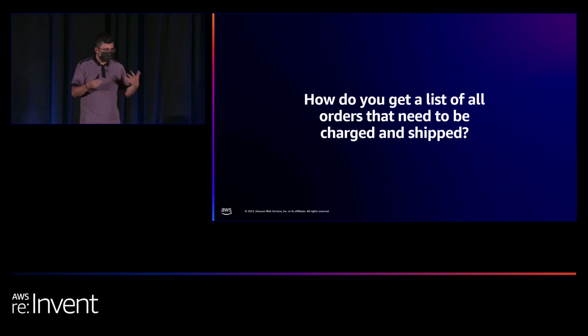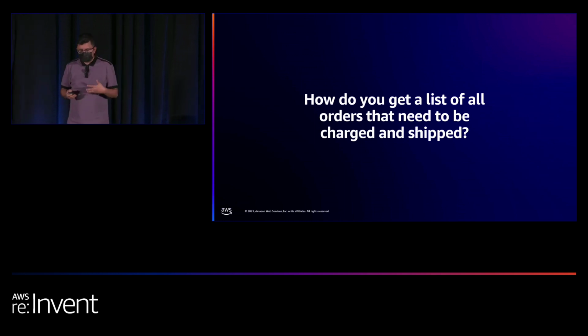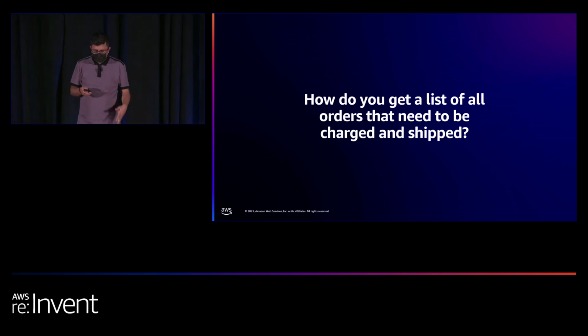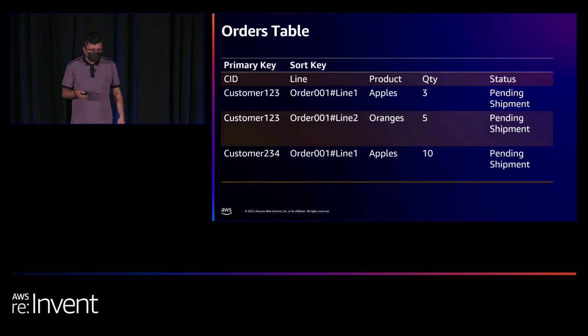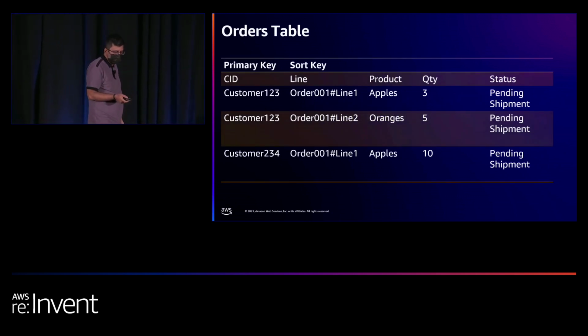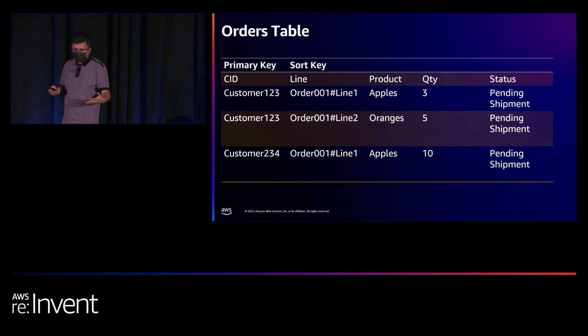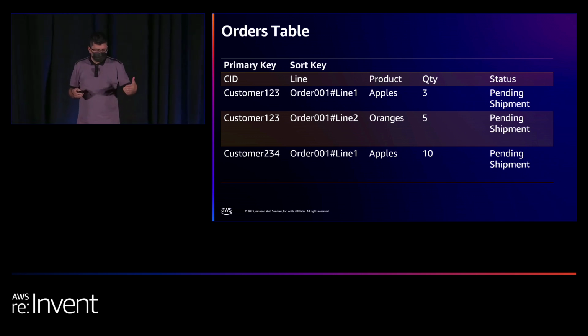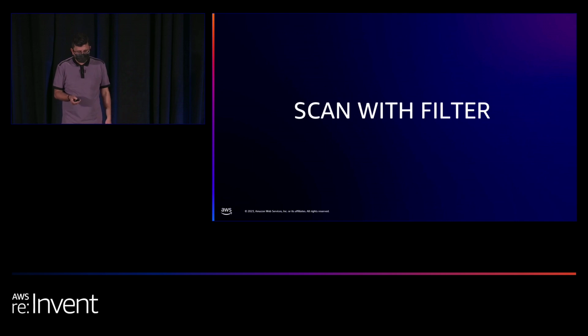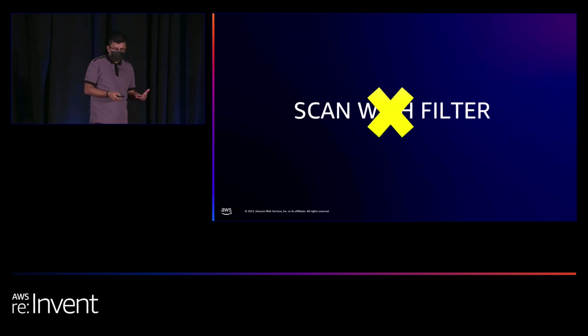charged and shipped, right? If this is the question that you're trying to answer, and we had the order lines table which had customer information as the primary key, and then we had all the information about the orders in the sort key, and you want to find out customers who are charged or not charged. As I said, you can do a scan with filter, but you'll end up paying a lot more cost.